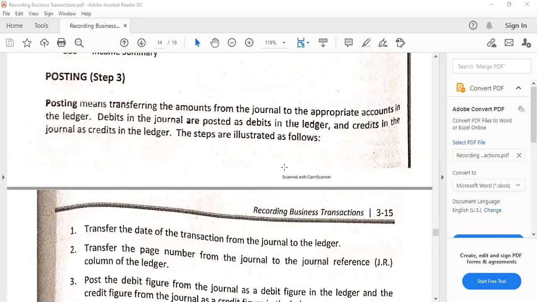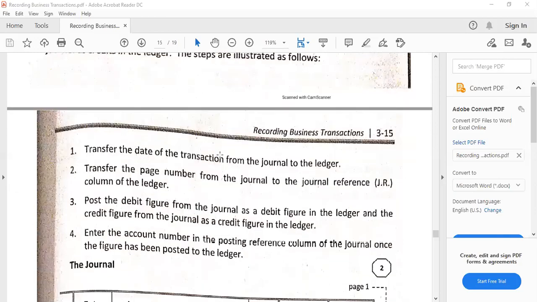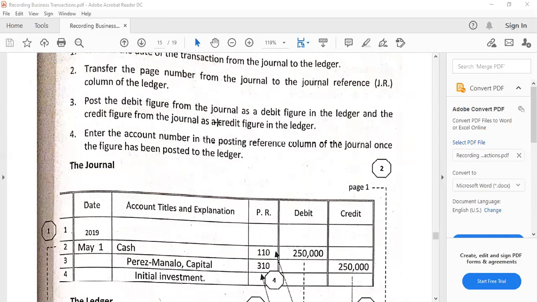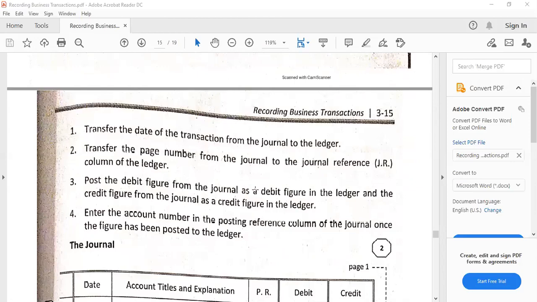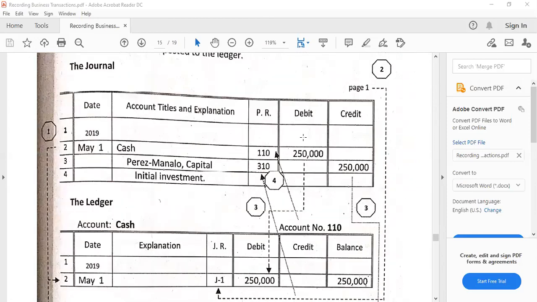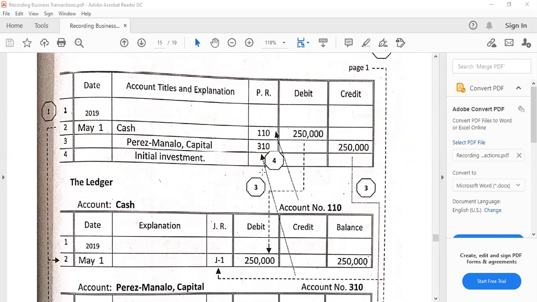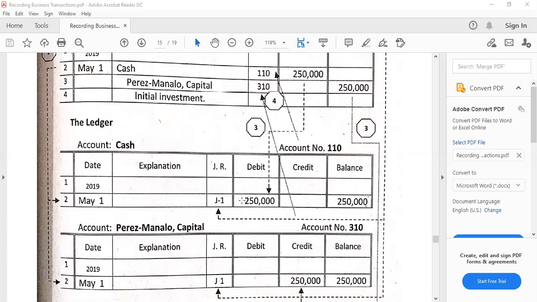And let's have the formal posting process. So to post is simply to transfer the amounts with the appropriate accounts from the journal to the ledger. So debits are to be posted as debits and credits are to be posted as credits. That's simple. So to post, you can see here, a good thing that the journal is shown also so that it will be easier. So here are the steps, but I'm going to mention them anyway as we have the set illustration. So we have here the journal and we have the posting or page reference. Remember 110 and 310. So to post, we can be guided that it's 110. So we go now to the cash account ledger and the Perez Manalo Capital ledger.